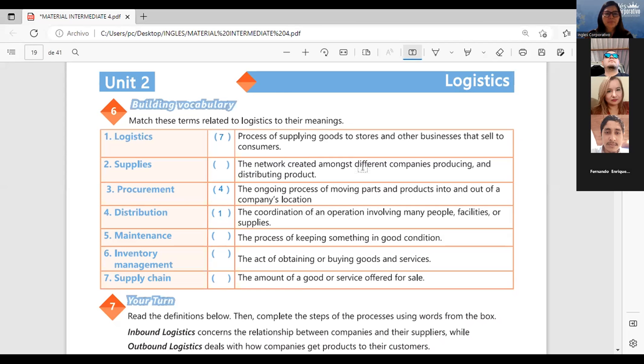Okay, I'm sure the process of keeping something in good condition, it could be maintenance. Maintenance, the number five. Okay. The act of obtaining or buying goods and services. That could be supplies. Number two. The amount of a good or service offered for sale.